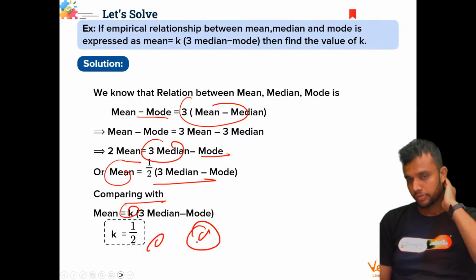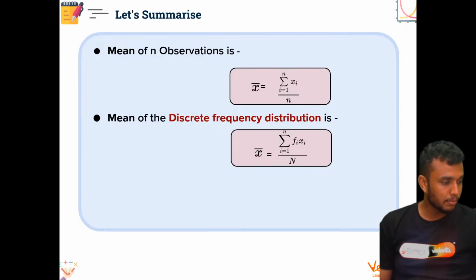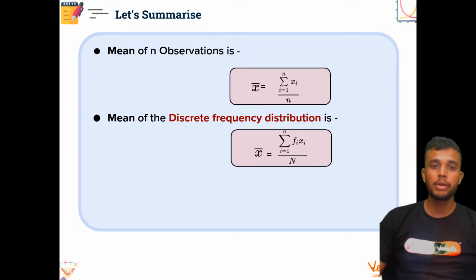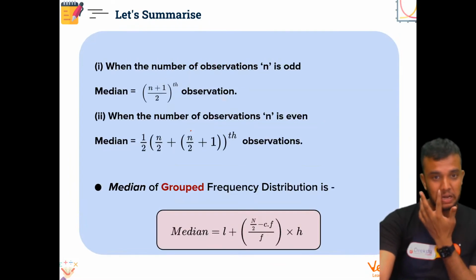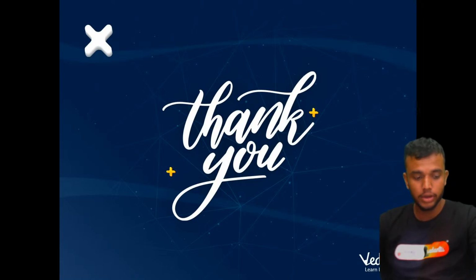Clear, students? Very easy. Then come on, let's quickly summarize everything. Mean and n observations, this one and everything is this one.